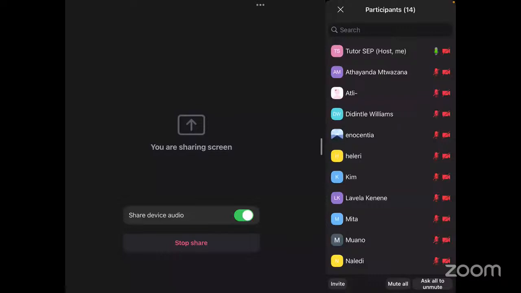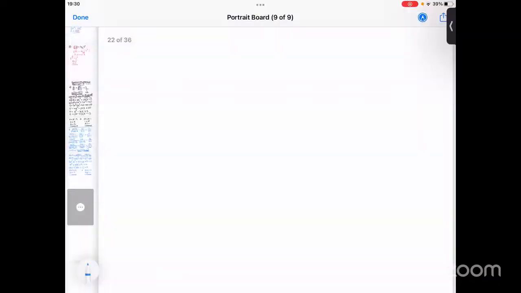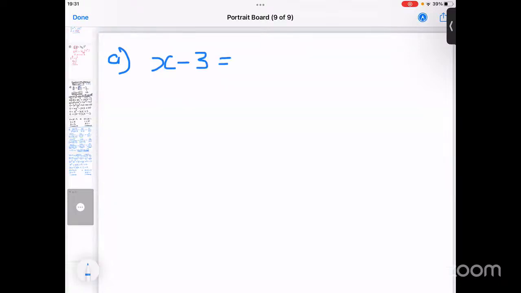I'm going to give you guys something. Okay, maybe let's start with this one. Lightweight. Let's do the lightweight. We start with the lightweight, which is x minus 3 equals that over that.